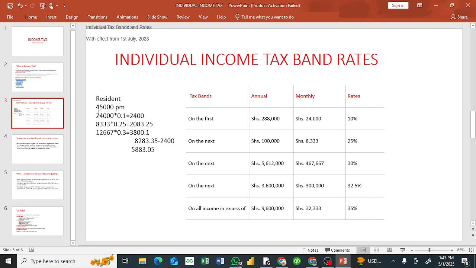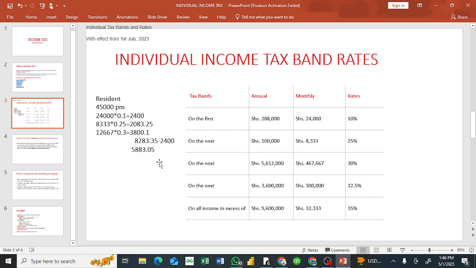Then 45,000 minus 24,000 minus 8,333 gives you 12,667. The remaining amount, 12,667, is charged 30%. Multiplying by 30% you get 3,800.1. So that means John will pay 8,283.35 total tax payable per month.